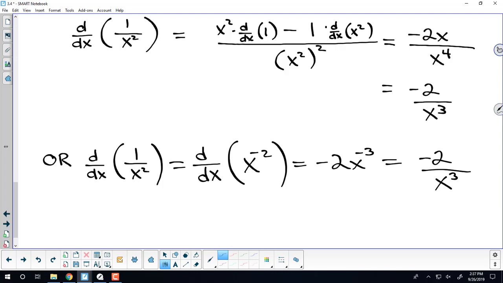So anyways, just to show you that those things are consistent. It's obviously more efficient to write it as a power of x than it is to go through the quotient rule. But if it's overlooked and you see that as a quotient, there's nothing wrong with applying the quotient rule. Any questions on that?